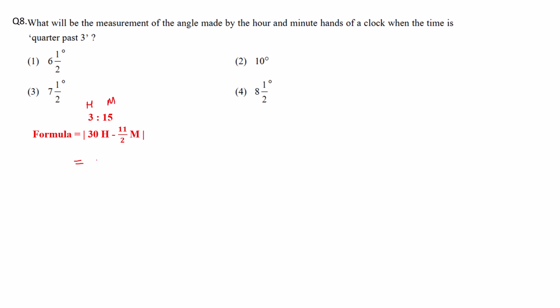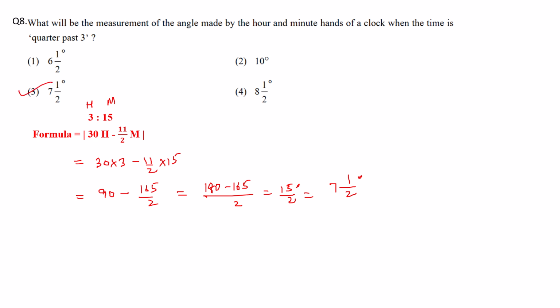Okay, now let's put the formula. So 30 into 3 minus 11 by 2 into 15. 30 into 3 is 90. 11 into 15 is 165 by 2. Let's take the LCM. So you will get 180 minus 165 by 2. And if you subtract, you will get 15 by 2 degree. And 15 by 2, if you convert in mixed form, it is 7.5 degree. So third is the correct option.